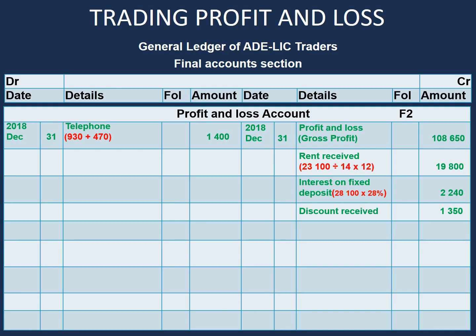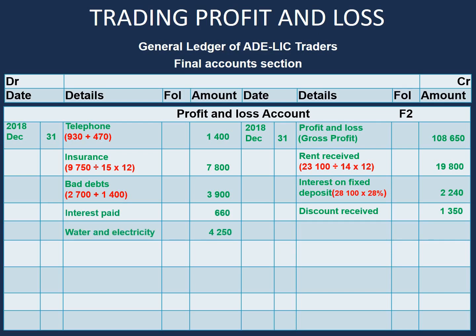Now let's move on to our expenses, which we will debit. We have our telephone account, 1,400. We have our insurance account, 7,800. We have our bad debts, 3,900. We have our interest paid account, 660. Water and electricity, 4,250. And salary and wages, 15,300. And our last expense will be our depreciation account, 19,650.